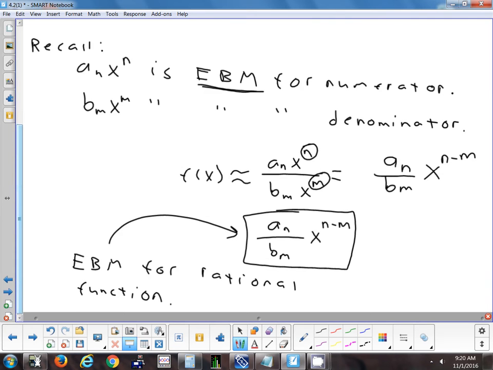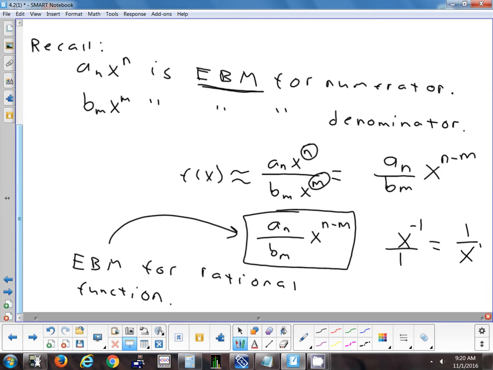Now, something can happen, especially when m is bigger than n. What can happen in that case if m is a bigger number than n? This could be a negative exponent. Right, you could get a negative exponent, something like this. Does anybody remember what you do with negative exponents to make them positive? Think of that as a fraction. Yeah, you put it in the bottom.